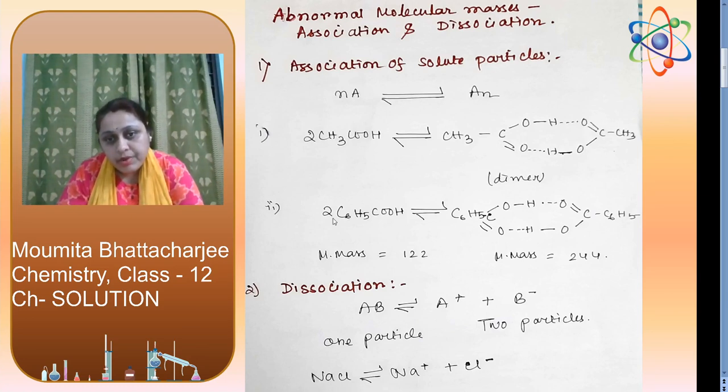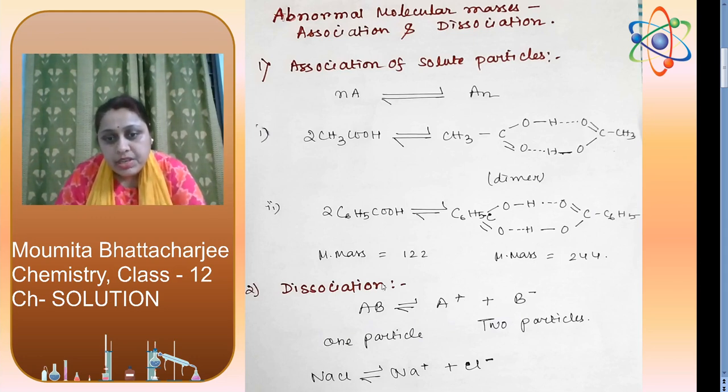Here one more example is taken, benzoic acid. Two molecules of benzoic acid are associating to form a higher molecule. It's called dimerization. Molecular mass will be double. Here molecular mass for one molecule is 122. When they are dimerized, the total molecular mass will be 244.